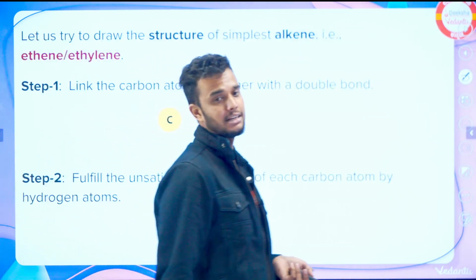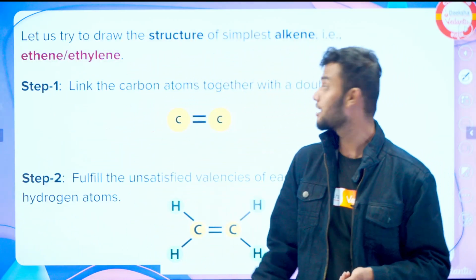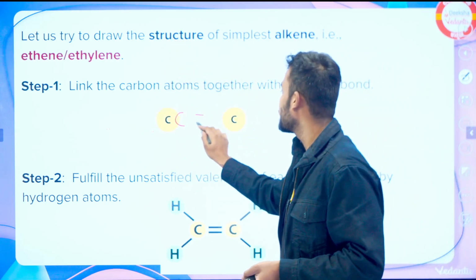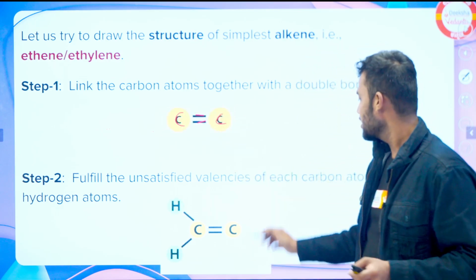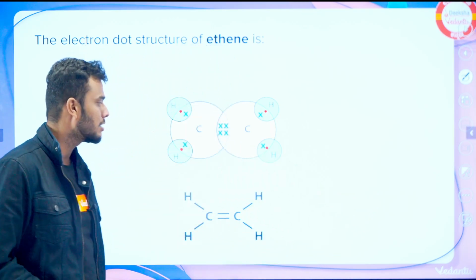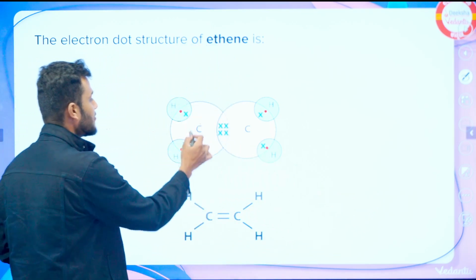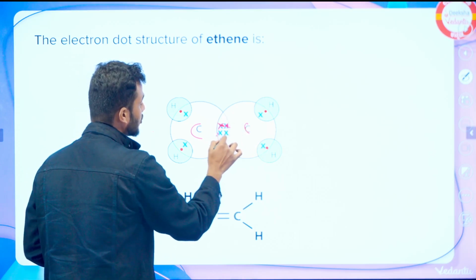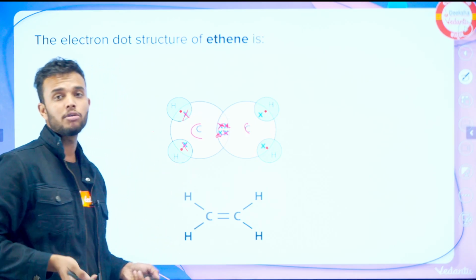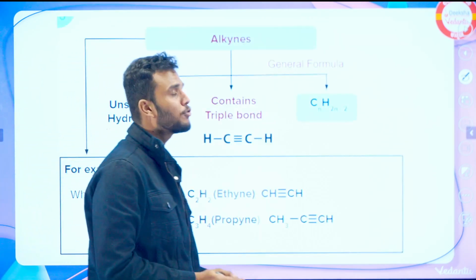Let's move to the alkynes. But first, we missed the electron dot structure. First, we need to connect every carbon atom with a double bond, then fill the valency. That's all. This is the electron dot structure of ethene. Just look here. Each carbon atom contributes two electrons for the double bond, and each contributes one electron for the single bond formed with a hydrogen atom. Next, move to the alkynes.